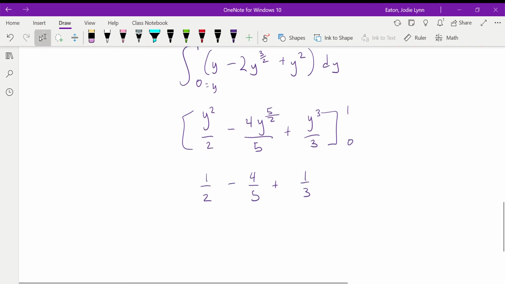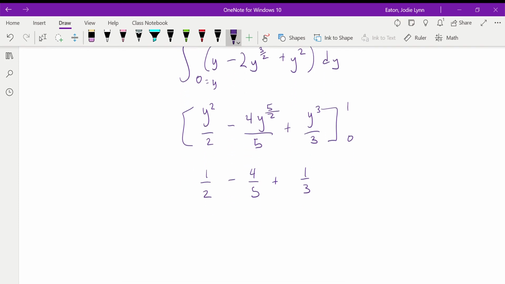So 1/2 plus 1/3, we're going to need a denominator of 30. So that is 15/30 plus 10/30 is 25/30. 4/5, if we multiply by 6, is 24/30. So we actually get, sorry, minus 0, because you plug in zeros, you get zeros. So this actually works out yet again to 1/30. So the shape may look a little bit different, but the volume when we add it up that way is going to be the same.